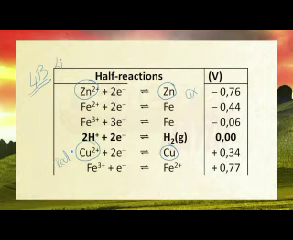Because it's oxidation, we always read it from the right-hand side going towards the left. And because it's reduction, we read it from the left-hand side going towards the right. So we notice that we'll form zinc ions and we'll form copper metal.